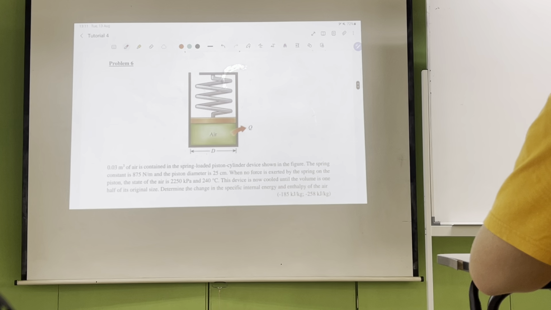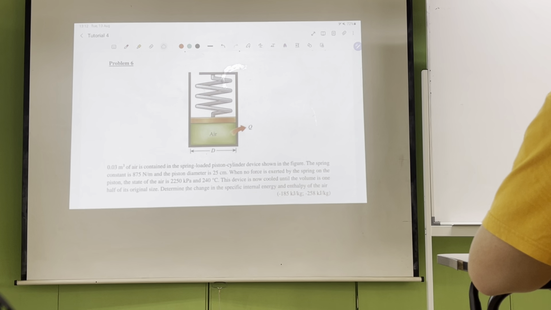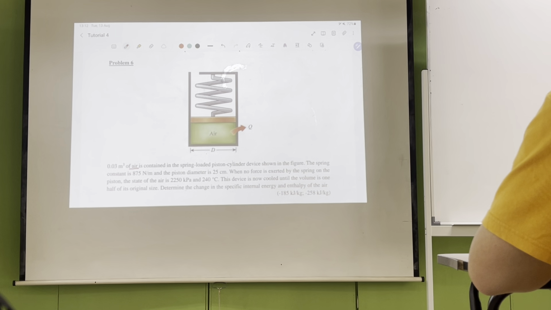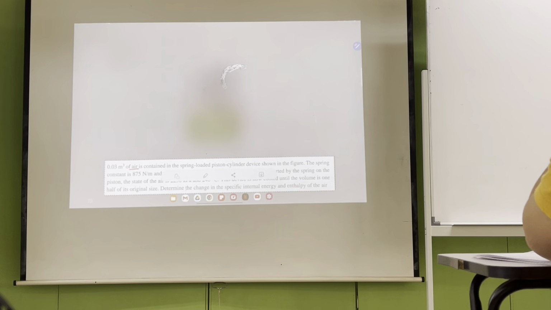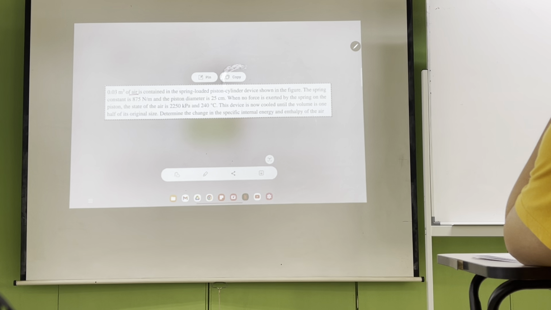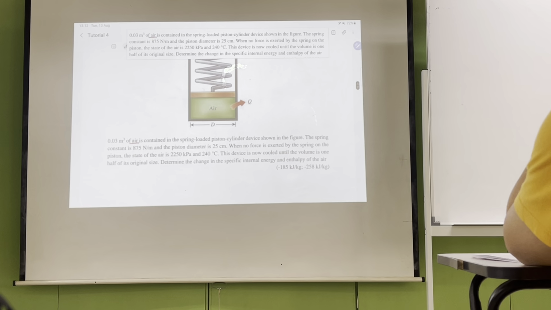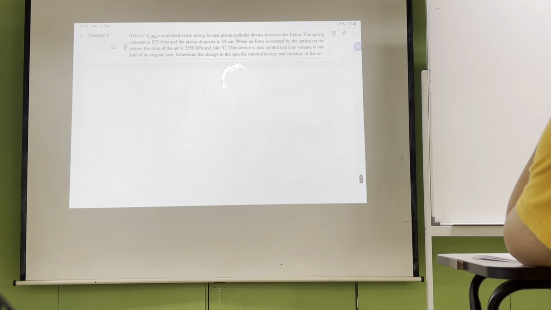Now, we look at problem 6 here. Problem 6 has a piston cylinder device, but this question is about air. So let's take this. Wait, I think, oh yeah, correct. Okay, let's go down. Open problem 6 again.